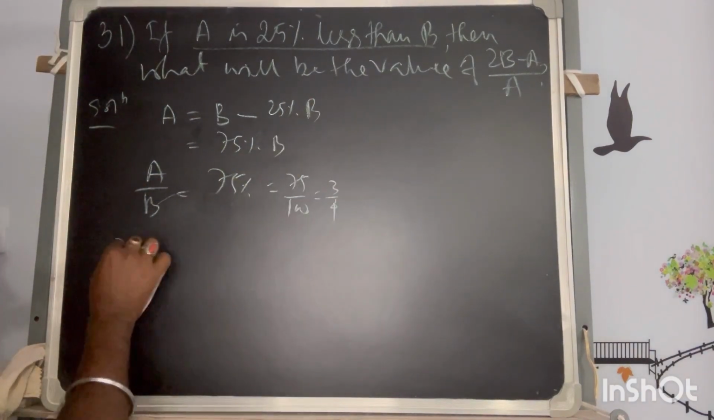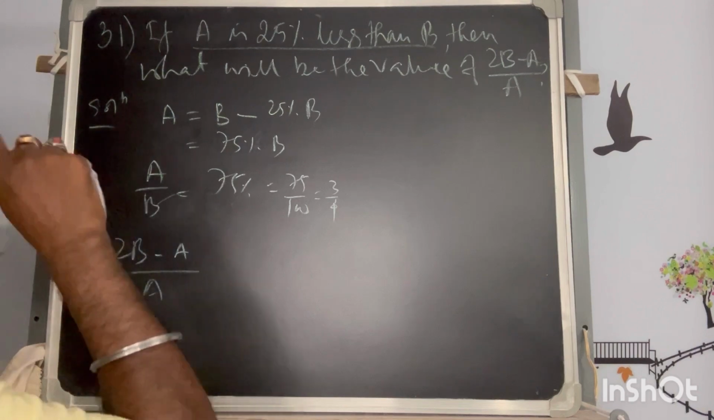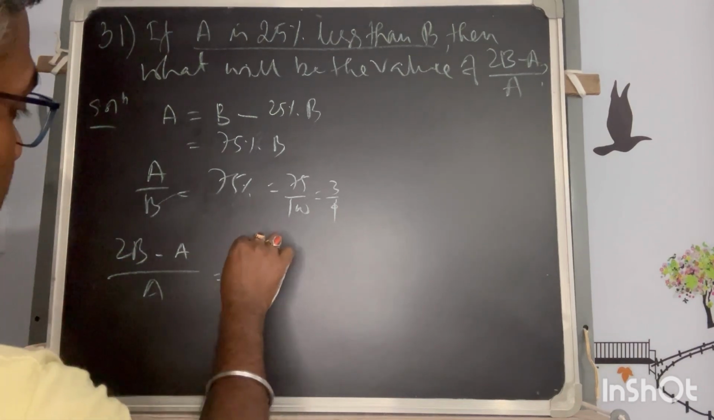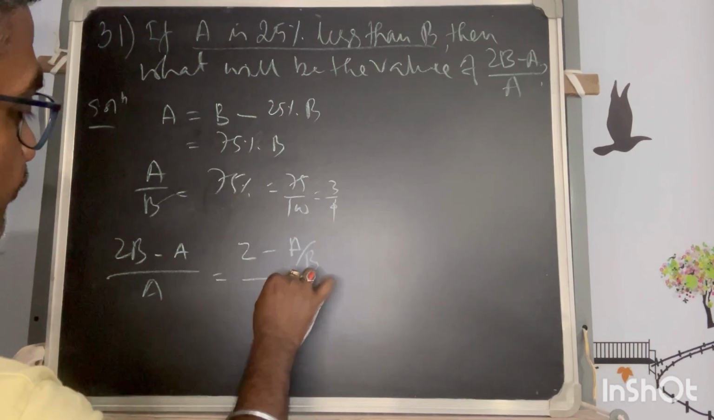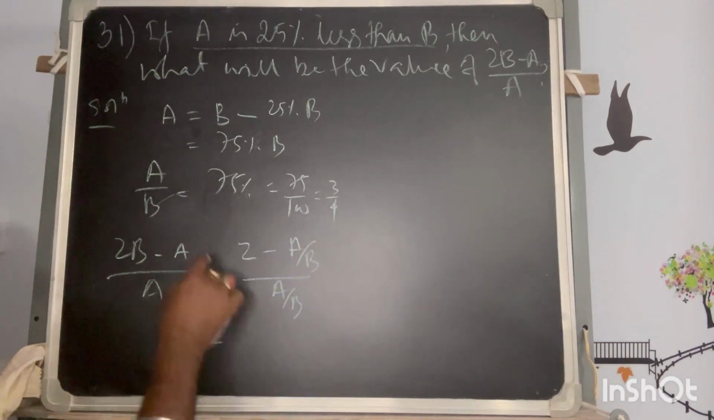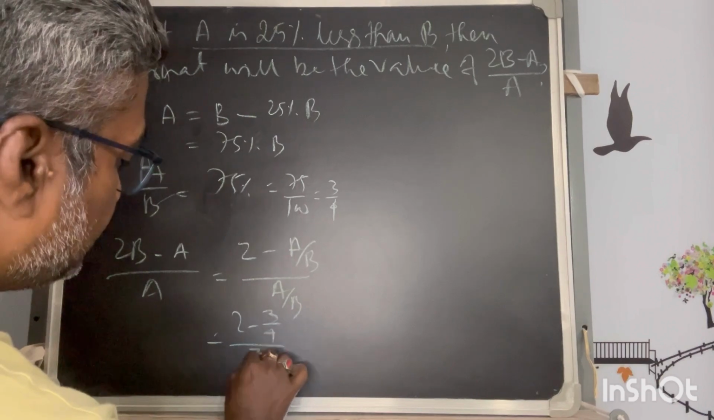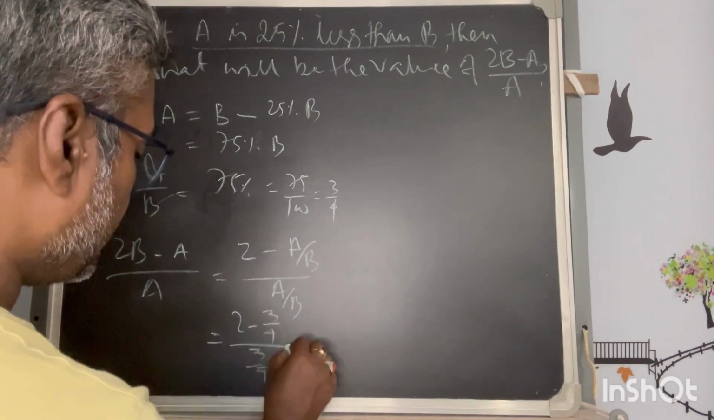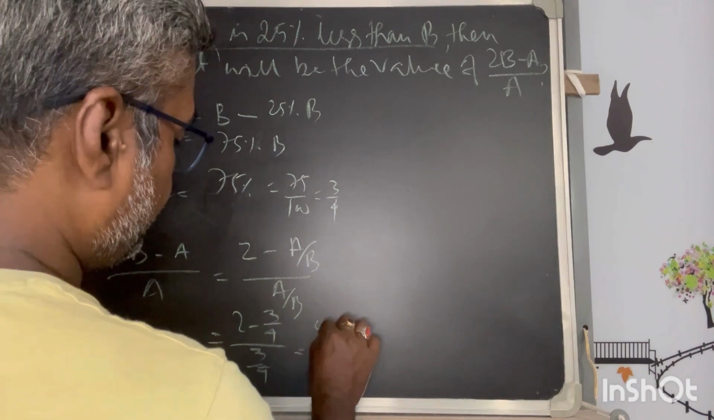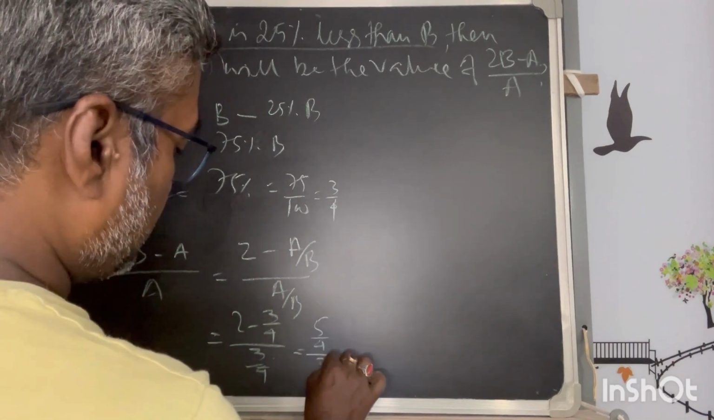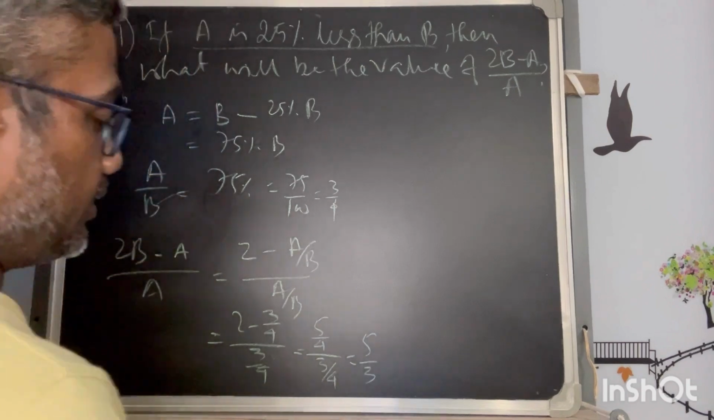So that equation is (2B minus A) by A. Now you want A by B. Divide by B, numerator and denominator, and you will get this kind of relation. So now put this A by B value as a fraction, 3 by 4. This is equal to how much? 5 by 4 divided by 3 by 4. If I simplify, this will be 5 by 3.